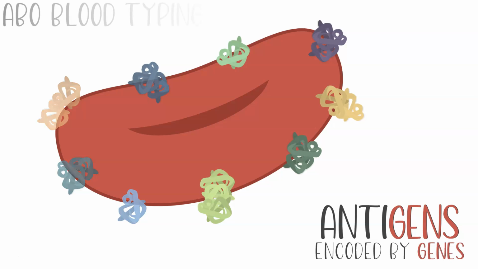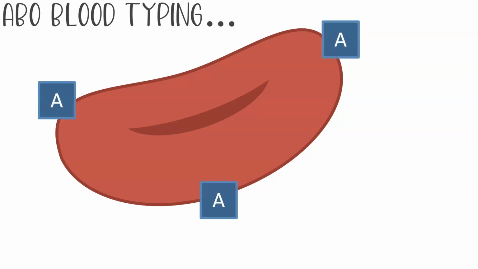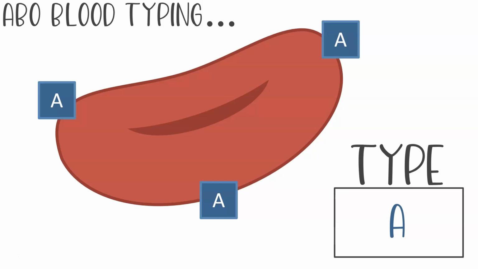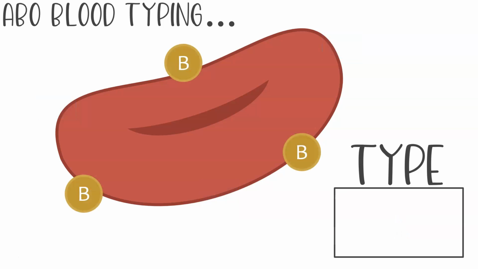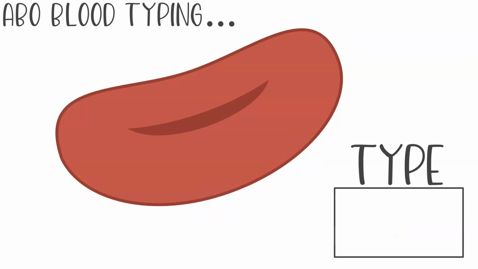In the ABO blood typing system, red blood cells can have A antigens on their surface, in which case the person is said to have type A blood, B antigens on the surface, which is classified as type B, both A and B antigens, which is classified as type AB, or neither A nor B, which is classified as type O. In summary, blood type is determined by antigens.